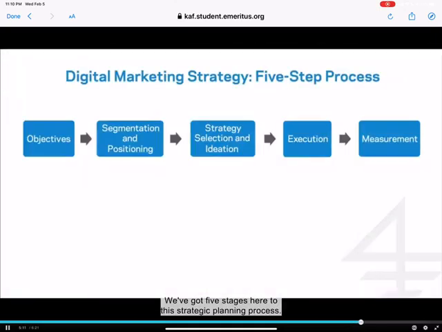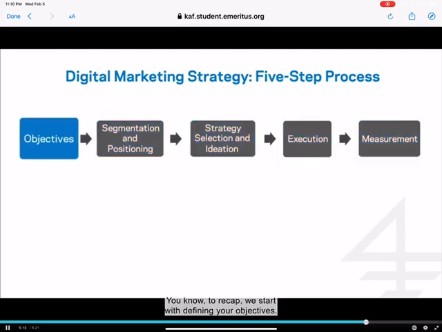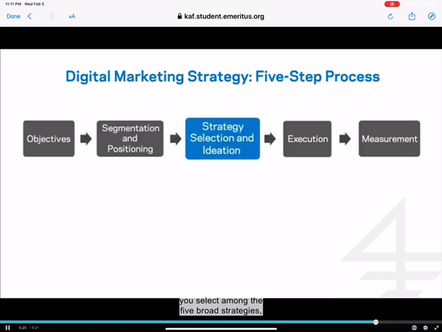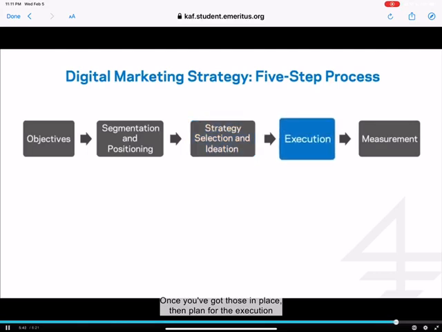We've got 5 stages here to this strategic planning process. To recap, we start with defining your objectives. We move from there to understanding your customer segmentation and your brand positioning. With all that in mind, you select among the 5 broad strategies, ideate multiple concrete specific concepts, and then select again, with prioritization across different criteria, which ones are most attractive to start with, that maybe mix of quick wins and big plays. Once you've got those in place, then plan for the execution of the ones you're starting with.